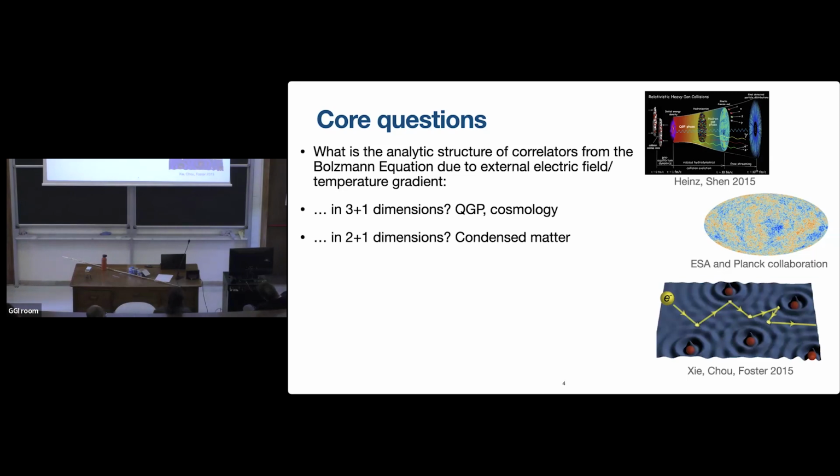I'm also will show results in 2+1 dimensions. This has clear applications in condensed matter. And also, because it's easy to do, we can include the presence of impurities, which are not standardly described in your kinetic theory. And I'll talk about how we include this.